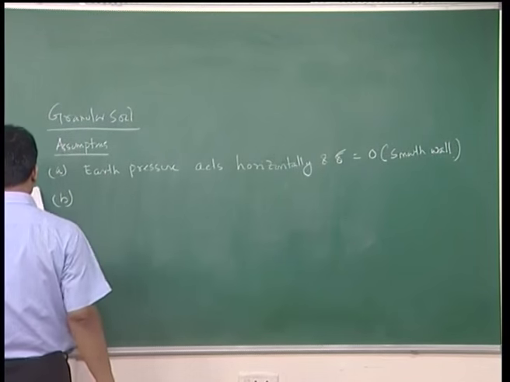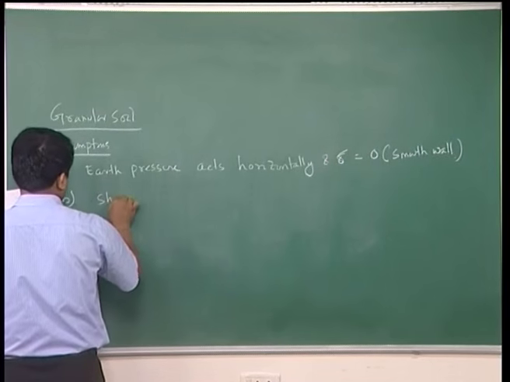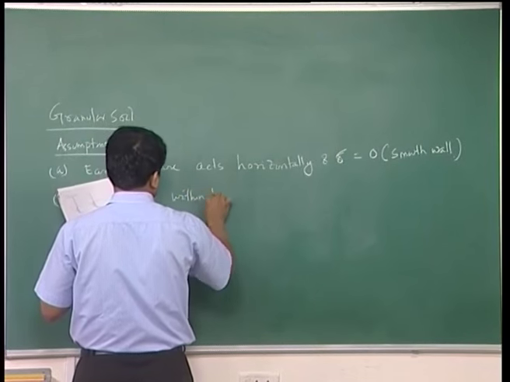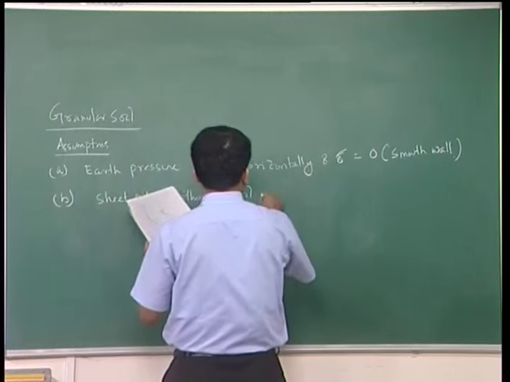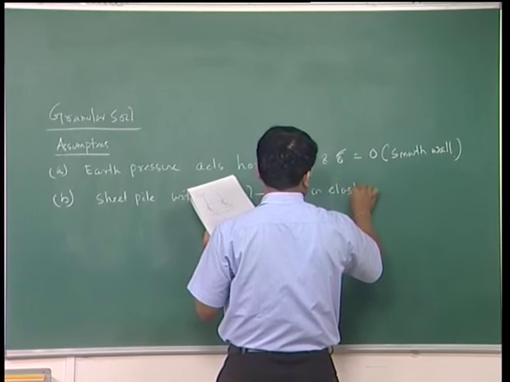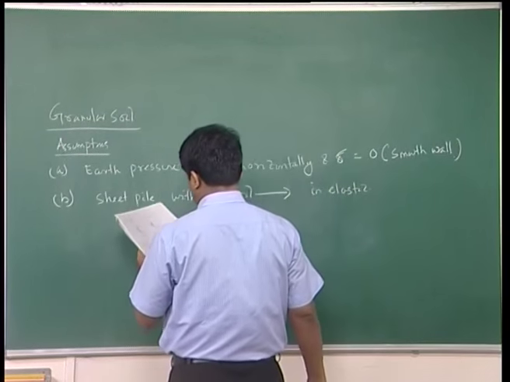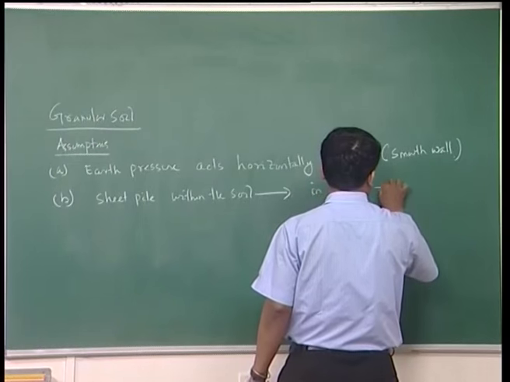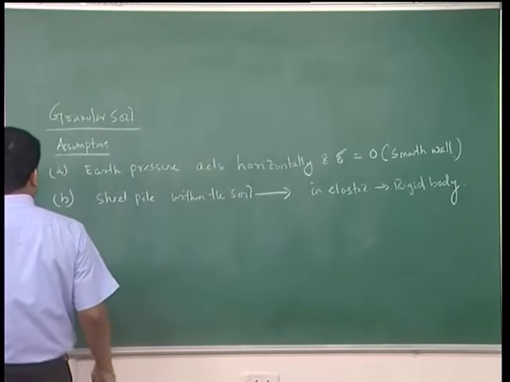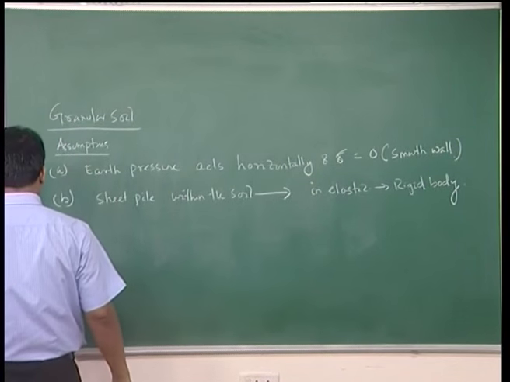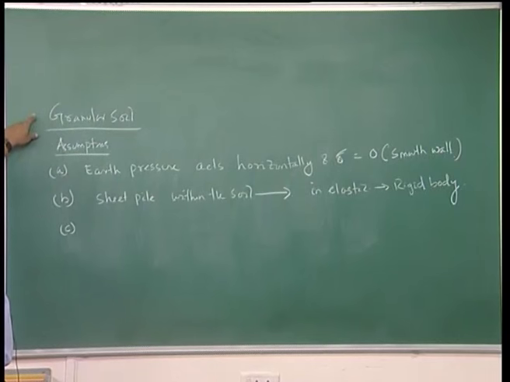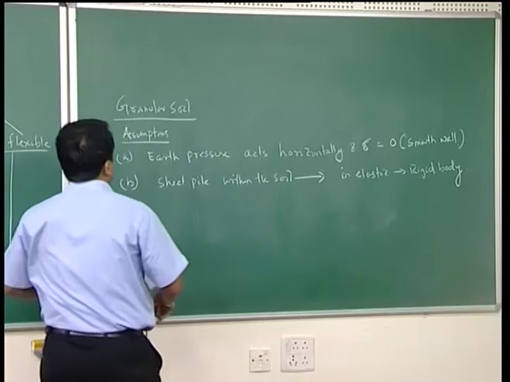Then the second assumption: the sheet pile within the soil is considered to be inelastic. That means it is a rigid body. Then the third assumption is, if it is rigid, then these assumptions have been taken particularly for granular soils, that means granular soil means it is cohesionless soil.